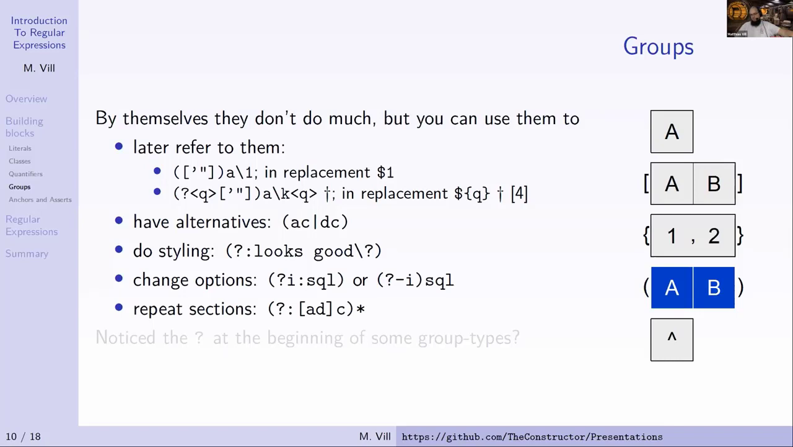Groups allow you to have alternatives. Alternatives themselves are introduced just by the pipe. You don't need a group for this. But if you don't have a group, then the full regular expression has an alternative now. So usually when you're doing alternatives, you're doing it inside groups.